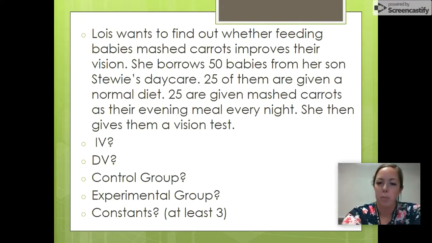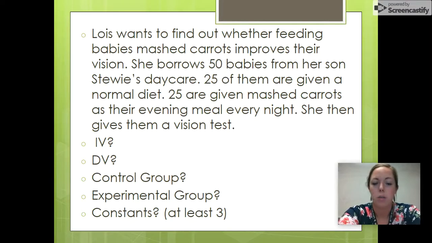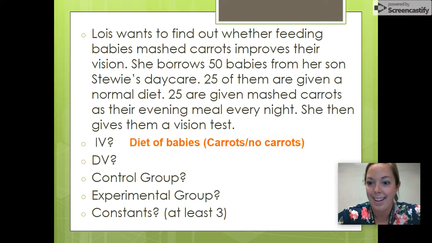So let's look at this example and see if you can figure out the answers. Lois wants to find out whether feeding babies mashed carrots improves their vision. She borrows 50 babies from her son Stewie's daycare. 25 of them are given a normal diet. 25 are given mashed carrots as their evening meal every night. She then gives them a vision test. Take a minute to think about this, and I'm going to put the answers up. I want you to think about what the independent variable, the dependent variable, the control group, the experimental group, and the constants are. Okay, so here you go.